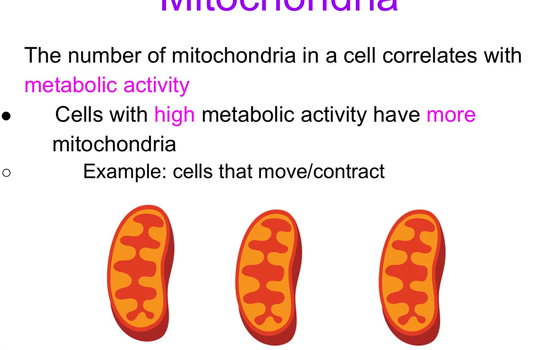So the number of mitochondria in a cell will correlate with its metabolic activity. So cells that are going to have a higher metabolic activity are going to need more energy. They're going to have more mitochondria. These are cells like muscle cells where there's a lot of movement and contraction.